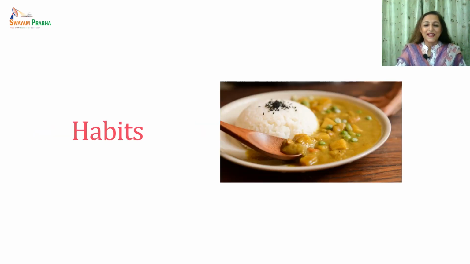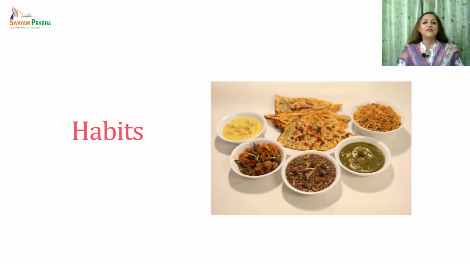Another important determinant is habit. We often select food just out of habit. For example, idli and dosa will feature in a South Indian breakfast because they are habitual of eating that kind of food. And parantha will feature more likely in North Indian cuisine.